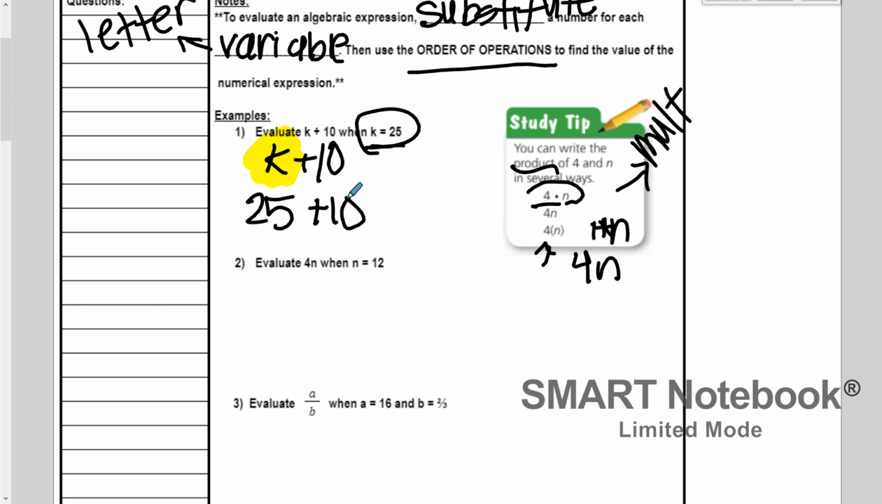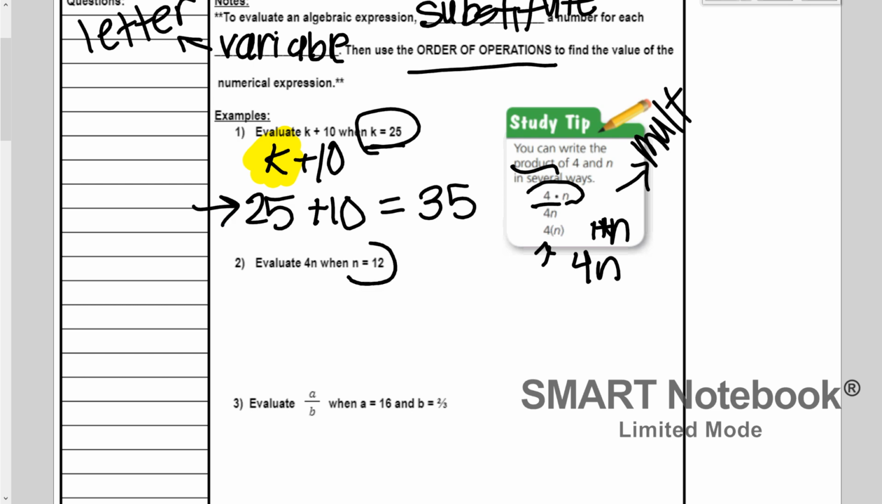So I've got 25 plus 10. Do we see how now we have an expression that we can solve? We would just add those together, 25 plus 10, to get 35. On a quiz or test, this is how we would show our work. We would just write the expression and then substitute in that number right here to show our work and then give an answer. Okay, so for number 2, we've got 4n when n equals 12.